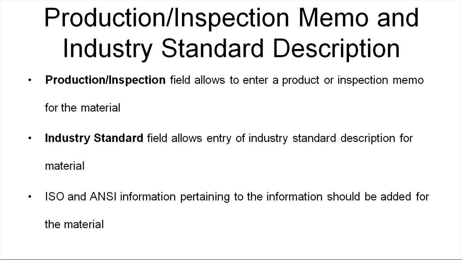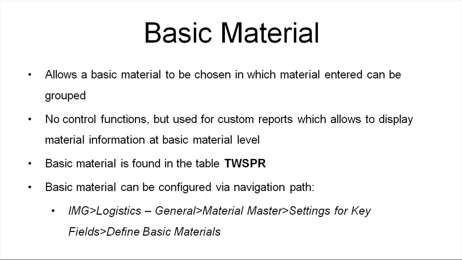ISO, or International Organization for Standardization, and ANSI, or American National Standards Institute, information pertaining to the material should be added. The basic material field allows a basic material to be chosen in which the material entered can be grouped. It has no control functions, but is used for custom reports which allow displaying material information at basic material level. Basic material is found in the table TWSPR. Basic material can be configured via navigation path in order of IMG, Logistics General, Material Master, Settings for Key Fields and finally Define Basic Materials.